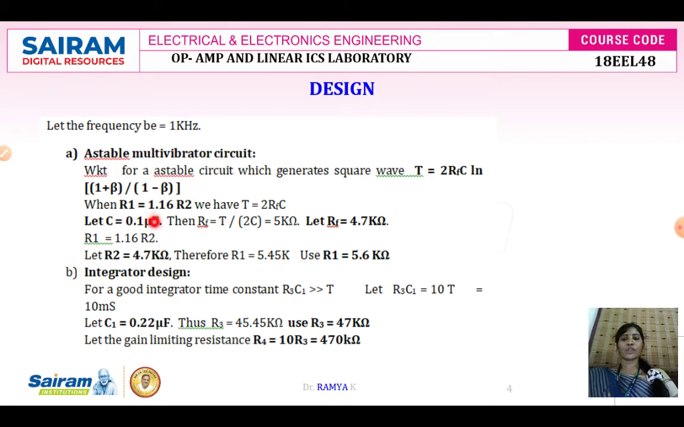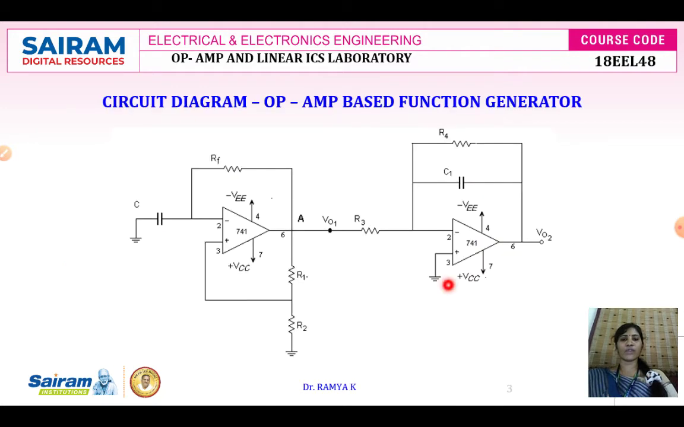When you consider the value of R1 as 1.16 times that of R2, T will be equal to 2 RF C. So let us take the value of C as 0.1 microfarad, where the value of RF calculated is 4.7 kilo ohm. In case of your integrator, you have to see the integrator time constant R3 into C1. Here the input resistor is R3 and the feedback capacitor is C1.